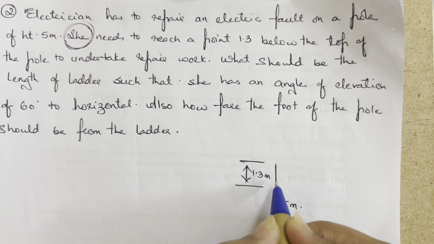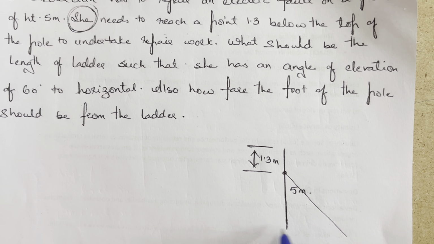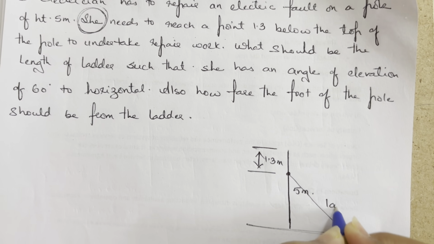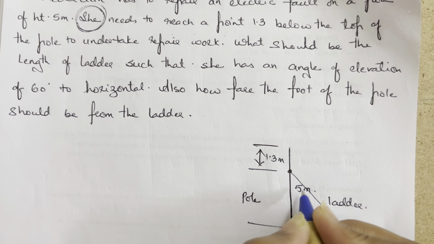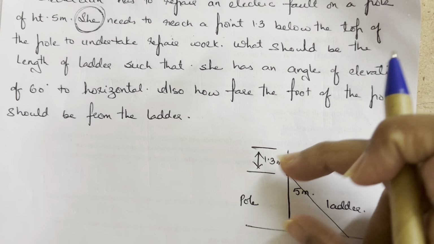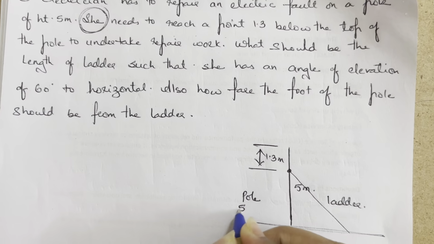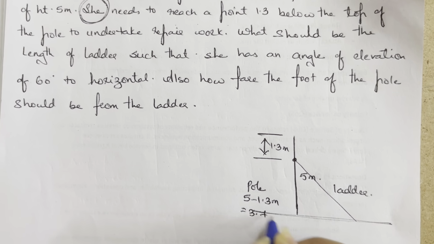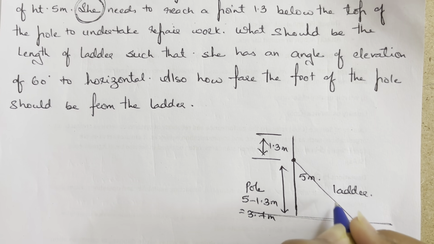I told you now, to reach this particular point she needs to have a ladder, isn't it? She is taking the ladder, and the ladder and the pole will be kept onto the same floor, isn't it? This is the ladder and this is the pole onto which it is to be attached. The complete height of the pole is given as 5 meters. So if the complete height is 5 meters, 1.3 from the top, how much will this be? This is going to be 5 minus 1.3 meters, which is equal to 3.7 meters, the height of this part of the pole.